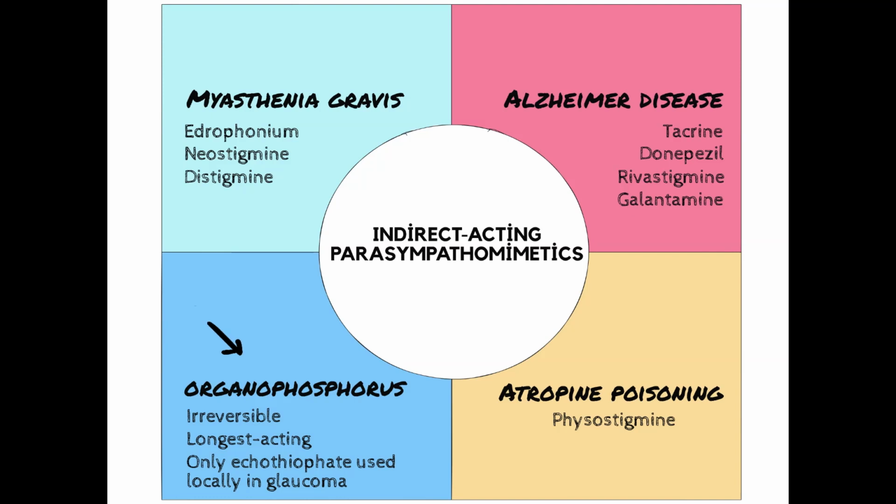Organophosphates irreversibly inhibit the acetylcholinesterase enzyme and in toxicity pralidoxime is used. Atropine is an anticholinergic drug. Physostigmine is used in atropine toxicity.